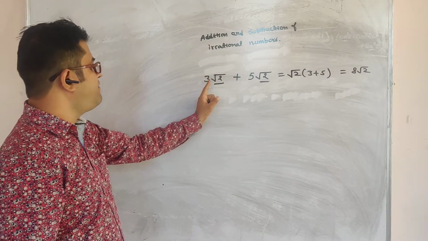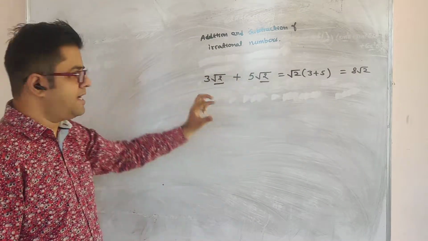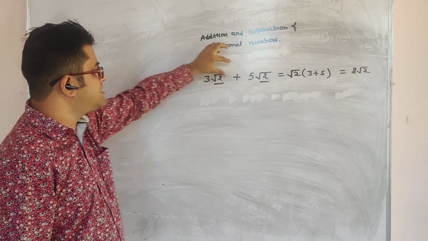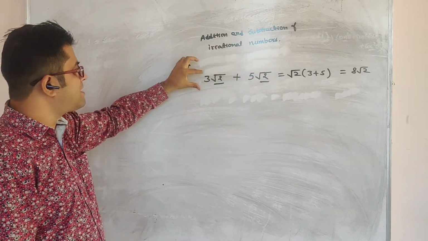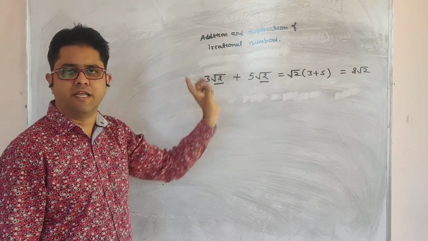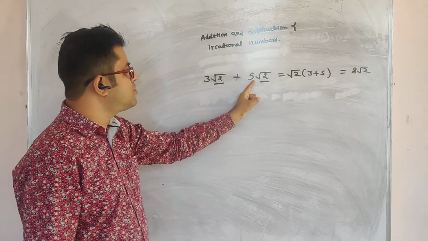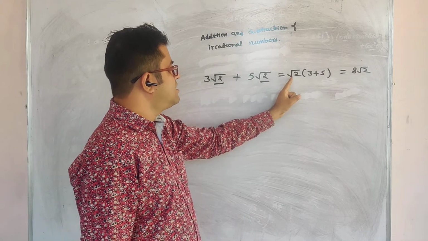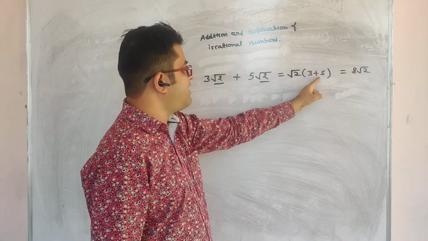That means if we have two irrational numbers and the irrational part is common, irrational part is same, then we can add those two irrational numbers easily. 3 root 2 plus 5 root 2 can be added as root 2 times 3 plus 5, that is 8 root 2.